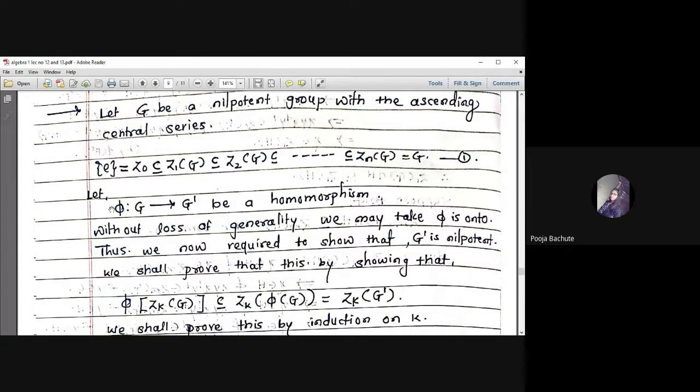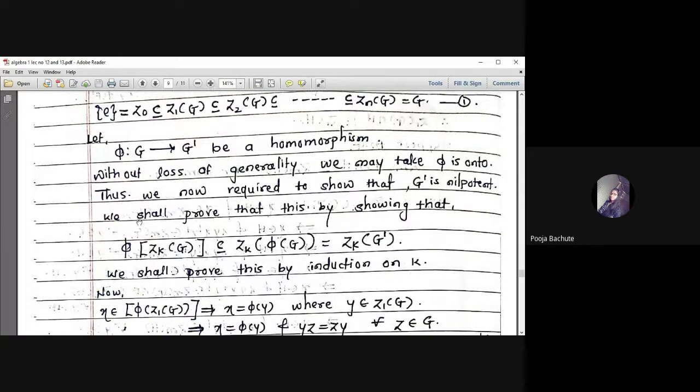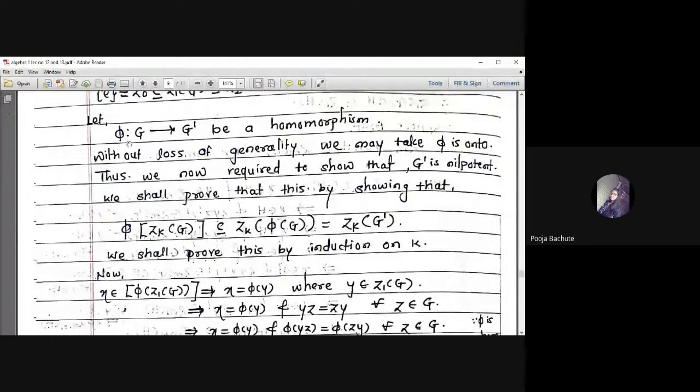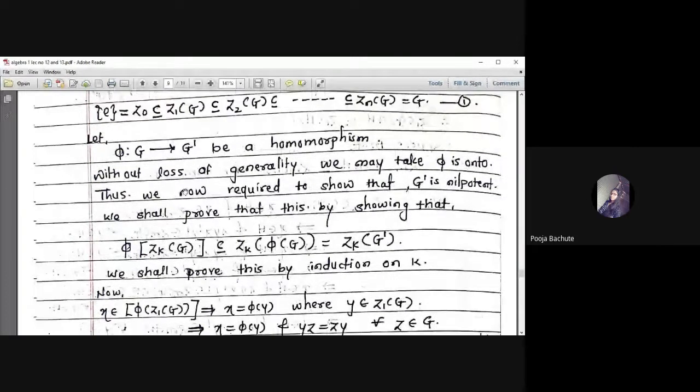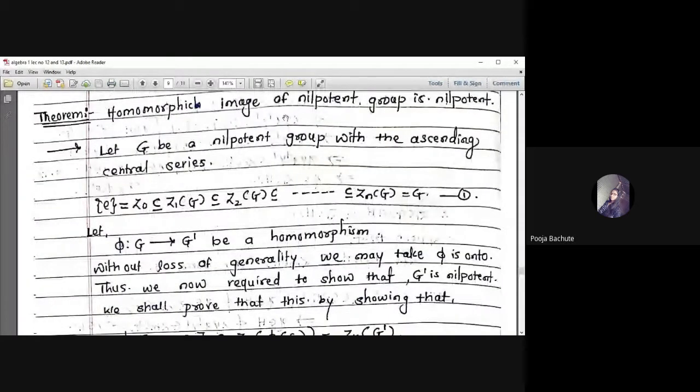Okay, so here G is nilpotent. Okay, and taking phi is onto homomorphism, we have to prove that G dash is the nilpotent group. Why? Because we have to prove the homomorphic image of nilpotent group is nilpotent. So we have to prove that this G dash is nilpotent group.